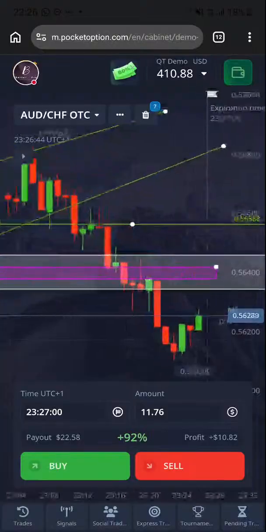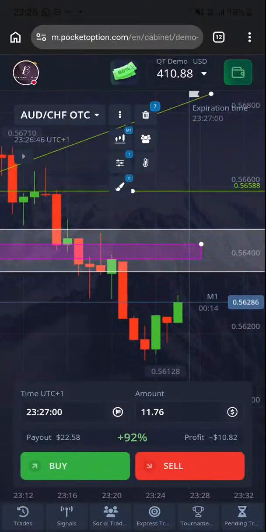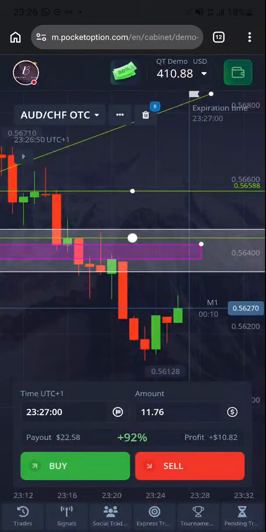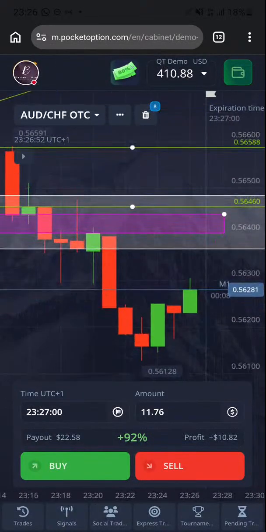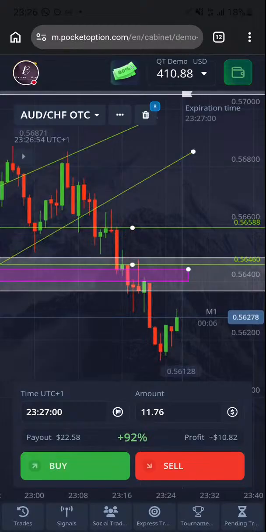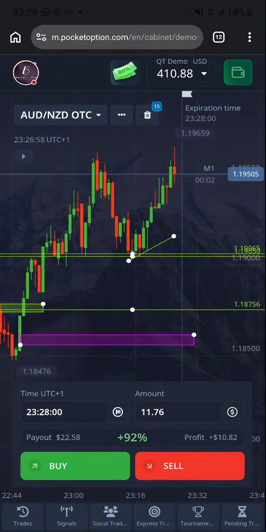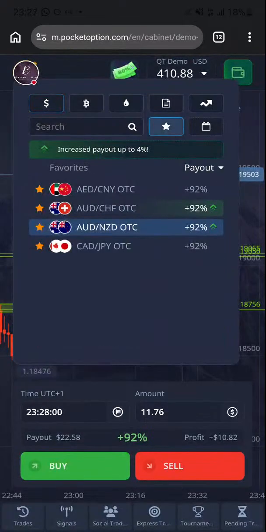I don't know if I should take this trade or not, but it's very tempting. Now the trade is not very convincing. It's not very convincing, so I'm feeling a little bit unsure. If it's not very convincing, let's not waste our time on it. Okay, let's go back to this.